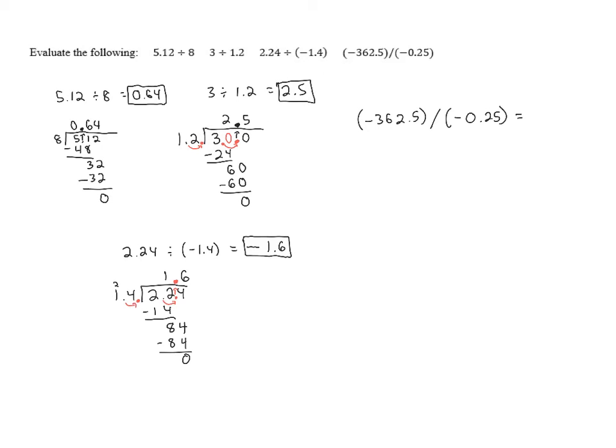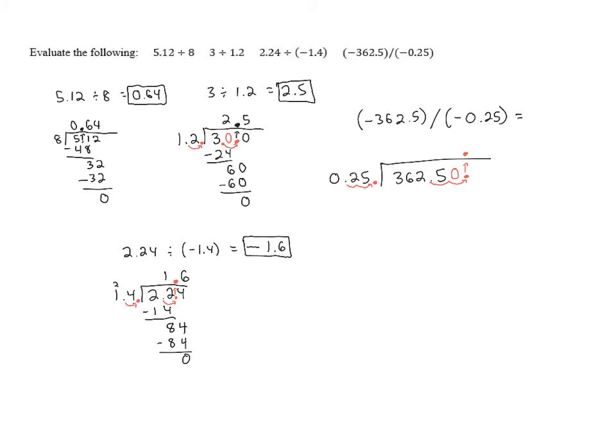Now we want to set up the division problem with these numbers. 362.5 goes on the inside. 0.25 goes on the outside. How many places are we going to have to move the decimal point here? It looks like 2 places to get a whole number there, which means it's going to have to move 2 places here. We're going to have to put in a 0 as a placeholder so that we actually can move it 2 places. And then once we've done that, we can move it up into the answer right there.